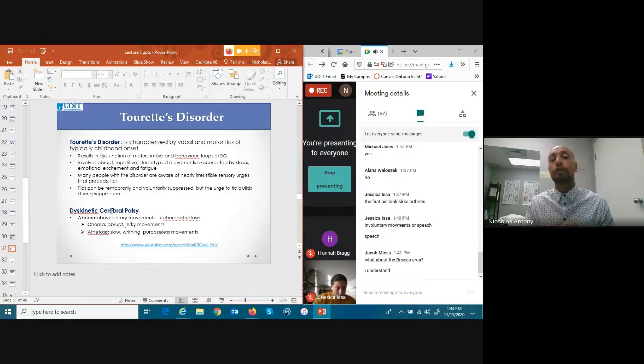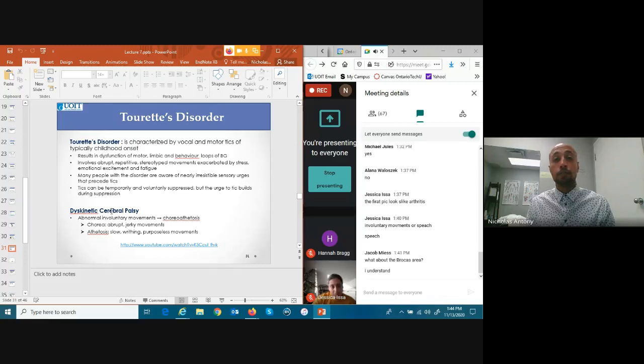So we talked about 4 different hyperkinetic disorders. We talked about Huntington's, dystonias, Tourette's, and now dyskinetic cerebral palsy. Those are all hyperkinetic disorders. They are all disorders of the basal ganglia. We talked about Parkinson's, that's the most common one. That's a hypokinetic disorder, and it's a result of a loss of dopamine-producing cells in the substantia nigra of the basal ganglia. So those are 5 different basal ganglia disorders.